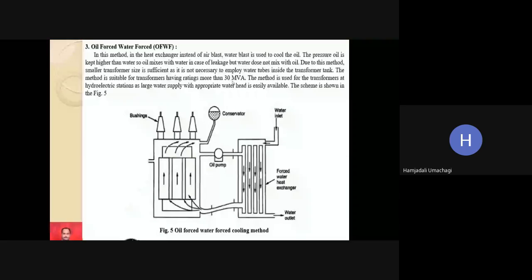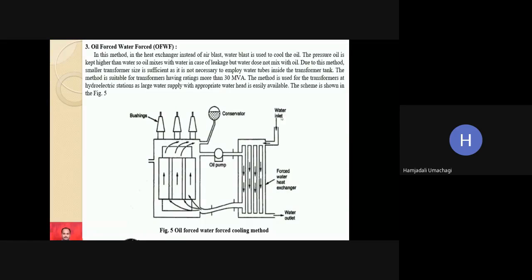This method is used for transformers at hydroelectric stations, as large water supply with appropriate water head is easily available. Here, this is my transformer for which I am supposed to give the cooling. We send the compressed oil, and then this oil will be sent to the heat exchanger. The heat exchanger will be having some water tubes where the water will be sent inside, so that whatever oil temperature is there will be easily taken and carried out by the water.